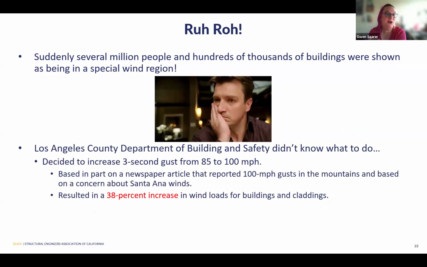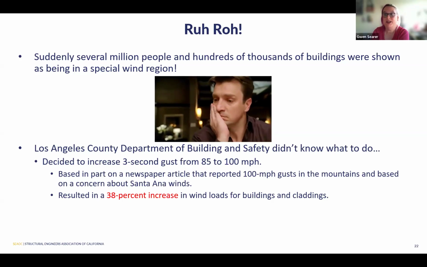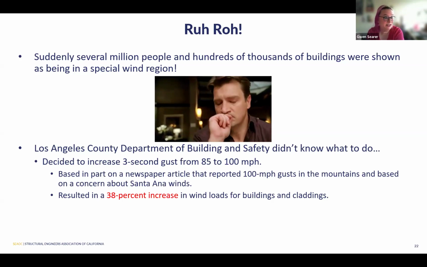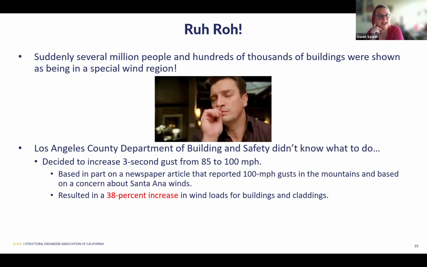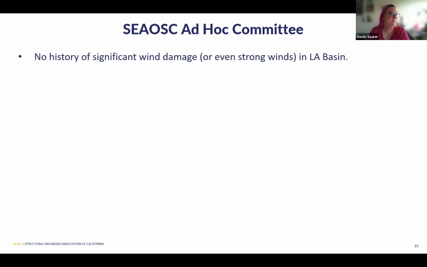And it was based in part on a newspaper article that had reported 100-mile-per-hour wind gusts. And that was in the mountains, so it's probably not super informative. And it was based on a concern about Santa Ana winds. So what do we know? Well, we know in the LA basin, there's no history of significant wind damage or even strong winds.